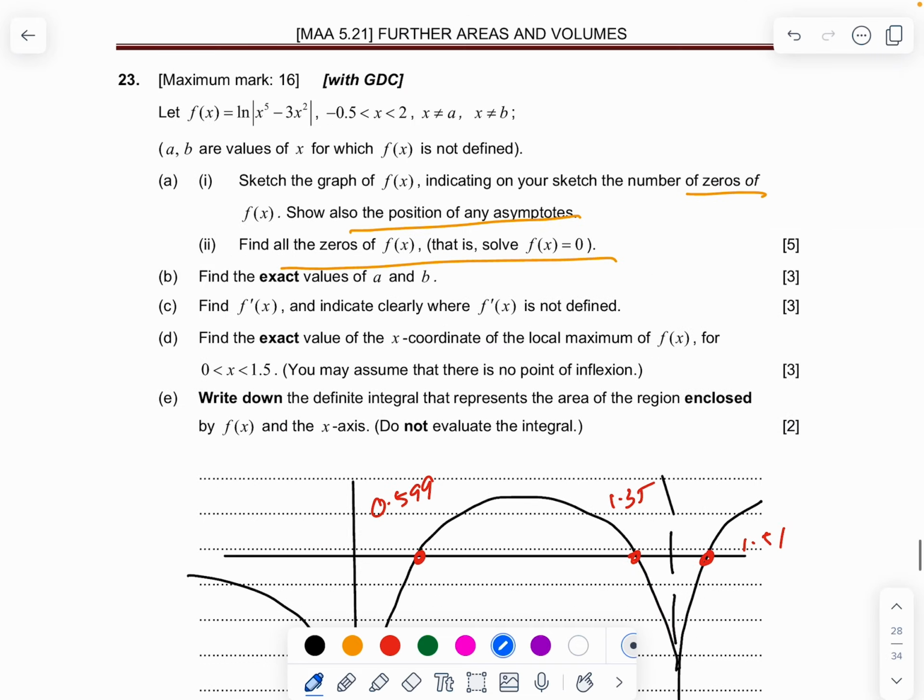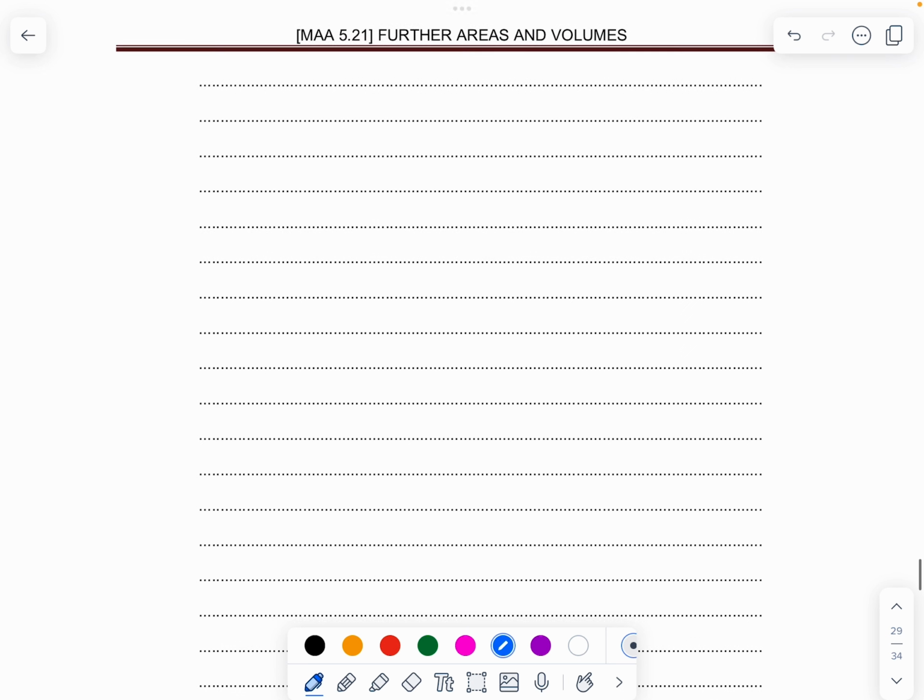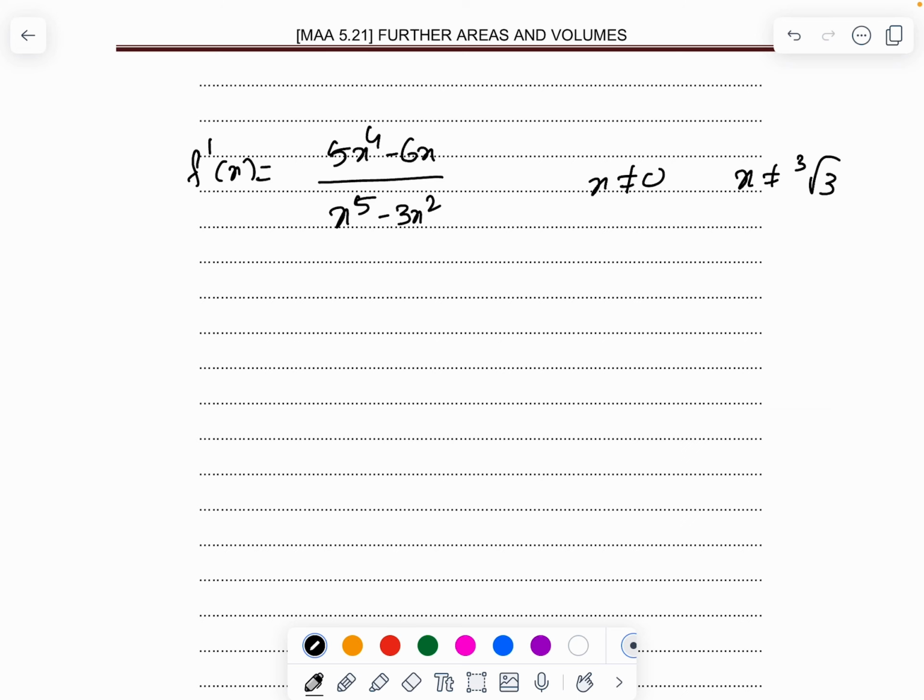Next in part C, he is asking us to find f'(x). f'(x) will be the derivative of ln, 1 upon x to the power 5 minus 3x square, then 5x to the power of 4 minus 6x. And it is not defined at x not equal to 0 and x not equal to the cube root of 3.